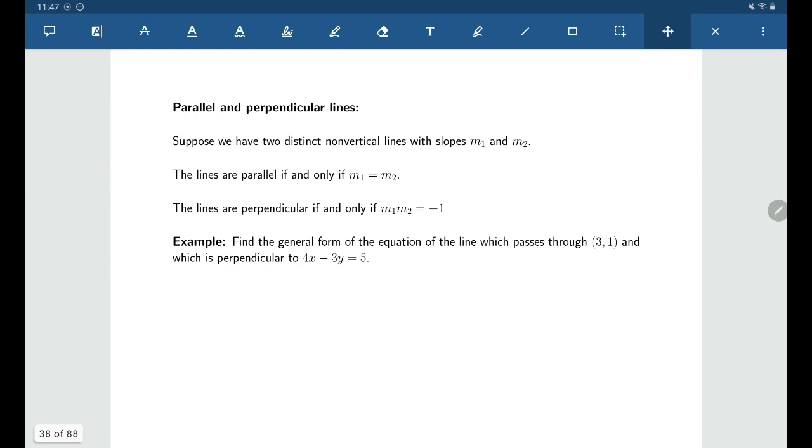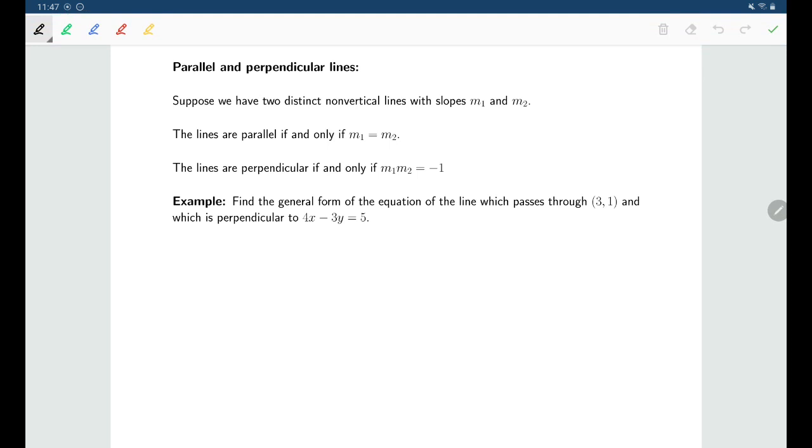Now, suppose that we've got two lines that are not vertical, so they do have slopes. That's why I have to say non-vertical lines, because remember, vertical lines have undefined slopes. So you've got two non-vertical lines, and the slopes of those lines are m1 and m2. If the lines are parallel, then those slopes have to be equal, and vice versa. If those slopes are equal, then those lines are parallel.